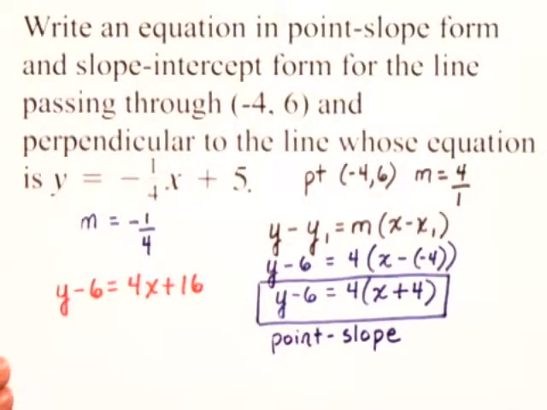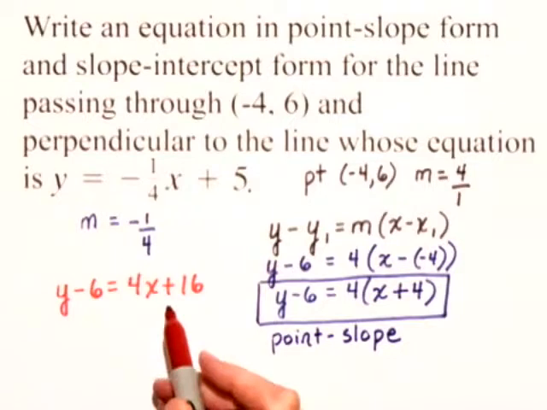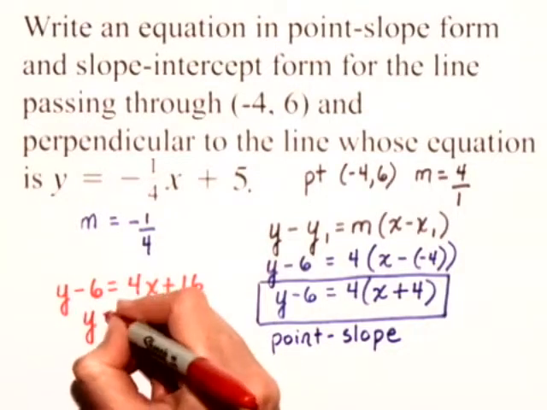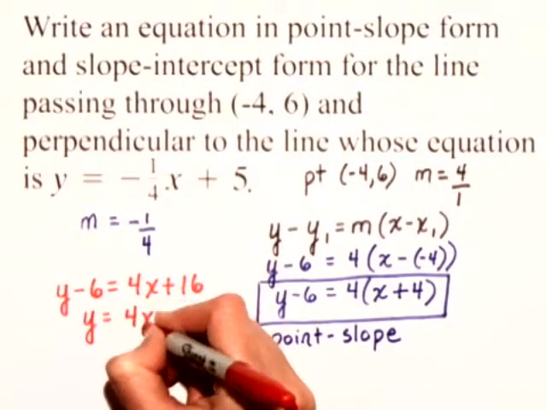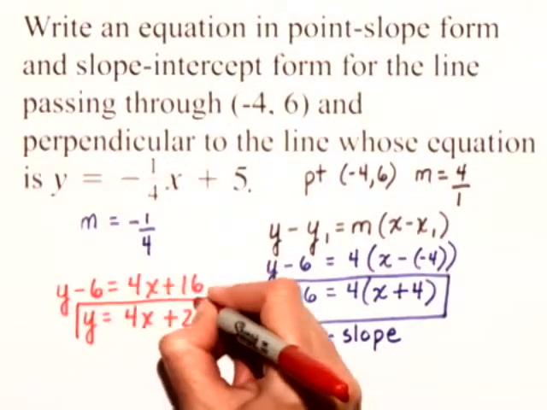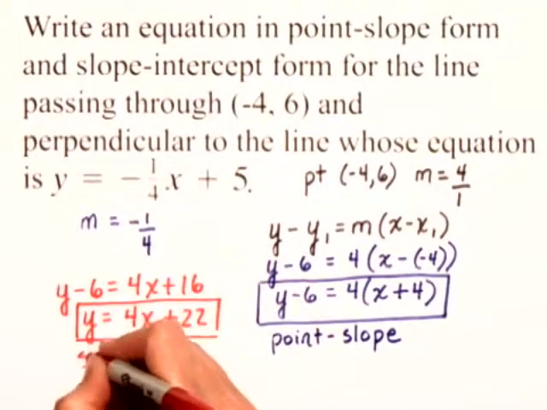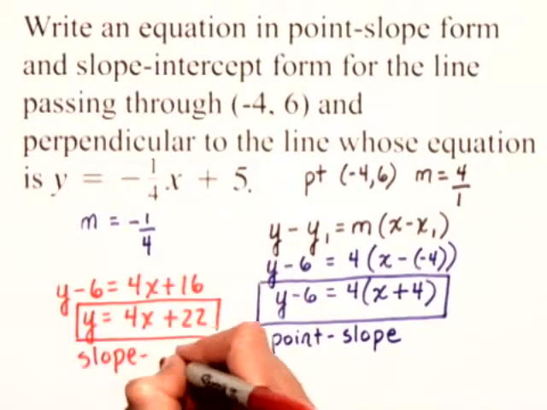And remember, anytime we're looking for the slope-intercept form, we want to solve for y and isolate y on one side of the equation. So we'll add 6 to both sides, and we'll get y equals 4x plus 22. This is the equation of the line we're looking for in slope-intercept form.